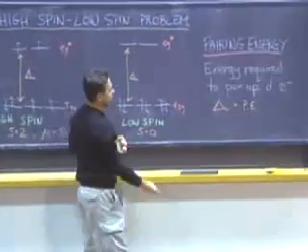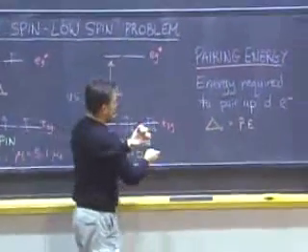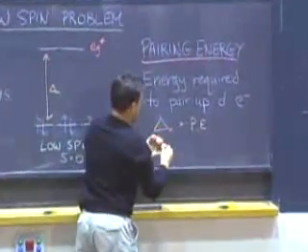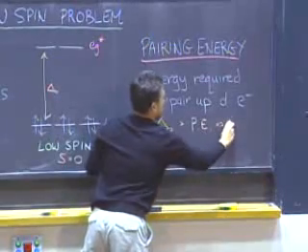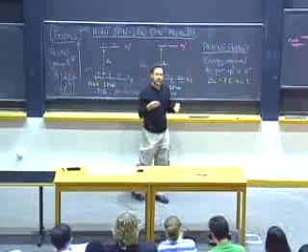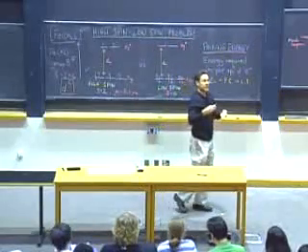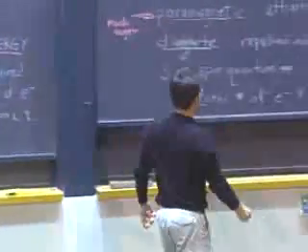Okay? So if delta O is much greater than the pairing energy, giving a large value of delta O, then that favors low spin. Okay, so factors that give rise to large values of delta O favor low spin. And I'll talk about a few more factors like that in a moment.